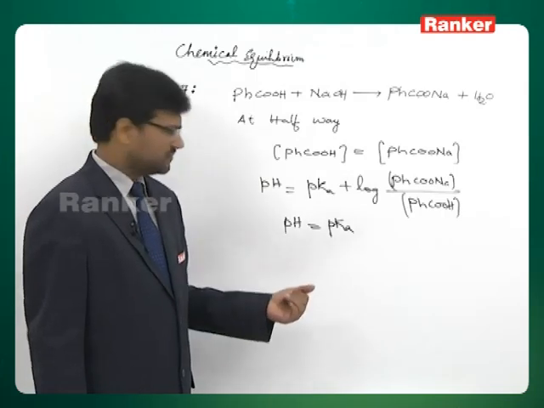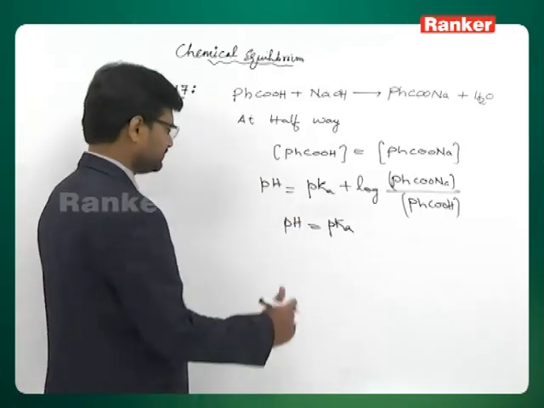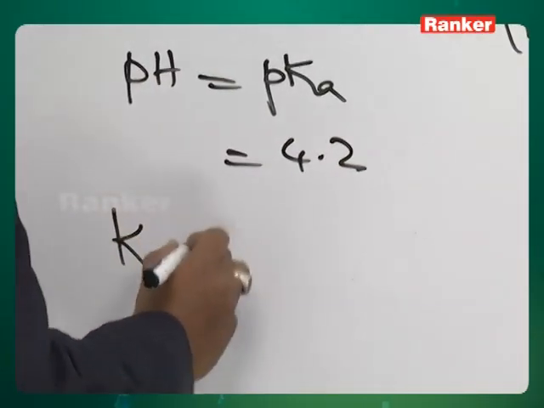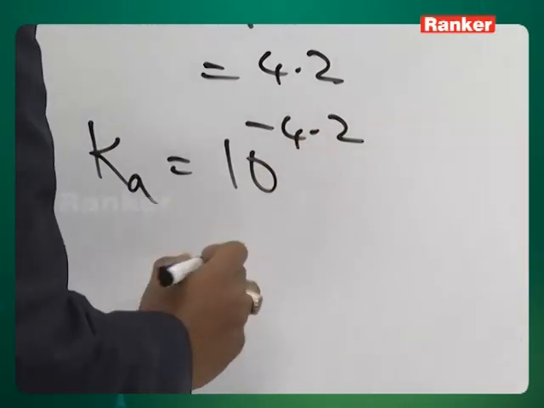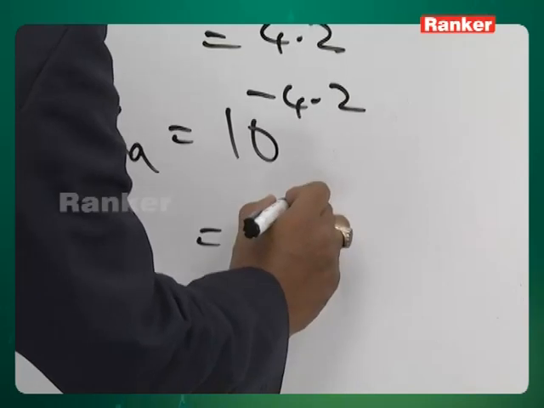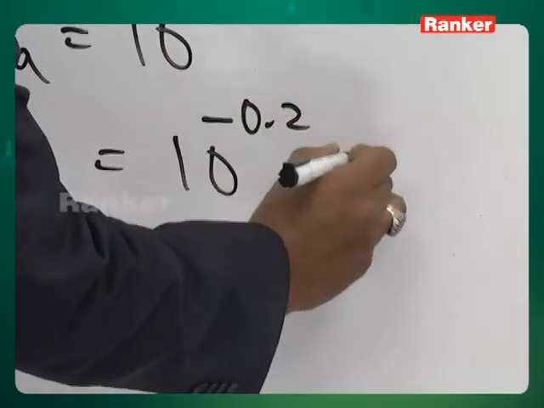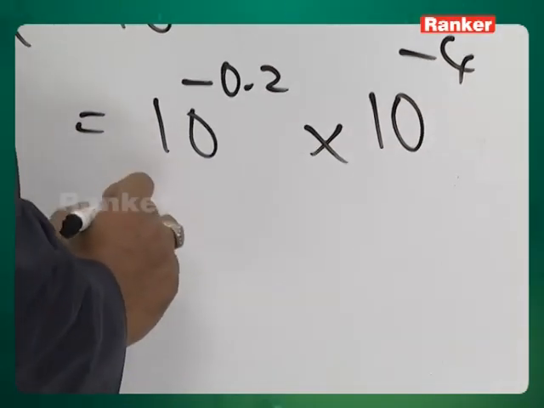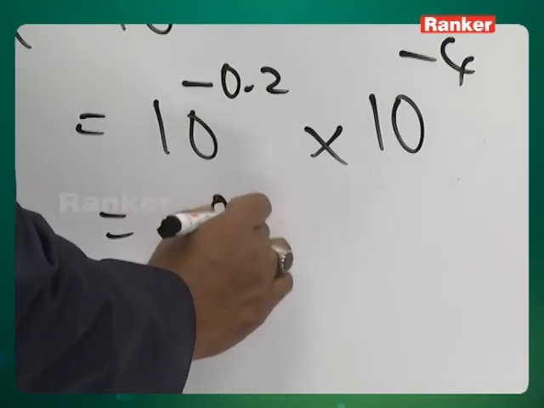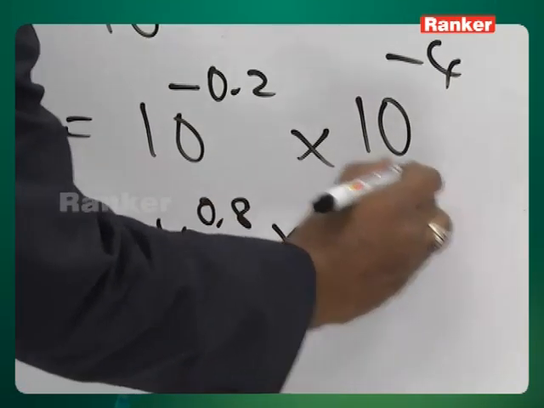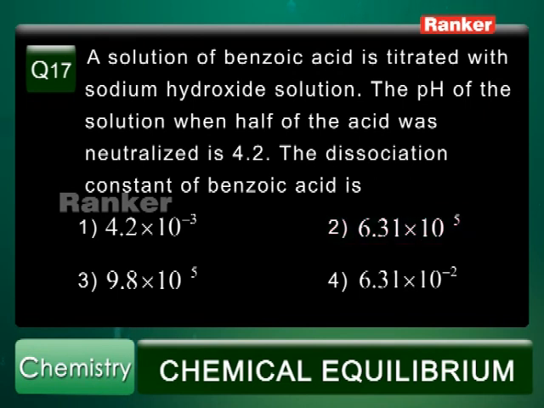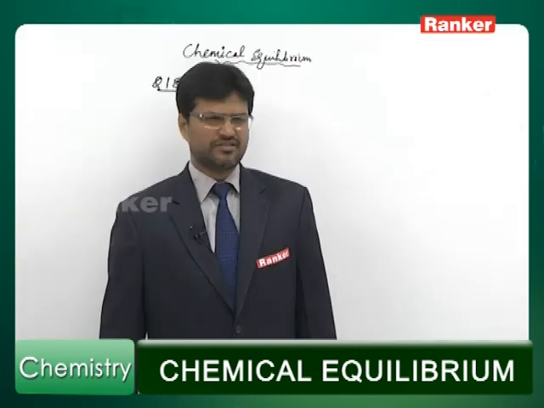Now, it is given as 4.2. This is equal to 4.2. So, K equals 10 power minus 4.2. So, it comes to 10 power minus 0.2 into 10 raised to minus 4. Then this is equal to 10 raised to 0.8 into 10 raised to minus 5. You need to take antilog of 0.8, it comes to 6.3. So, the answer is 6.3 into 10 raised to minus 5. Answer is second option. Question number 18.